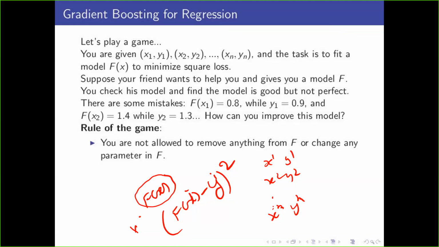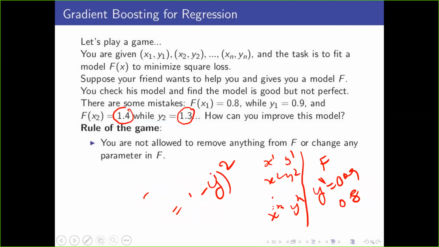Your friend wants to help you and gave you this model f. You have checked his model and found that this model is good but not perfect. In a sense that suppose y1 is 0.9, your friend's model predicts 0.8. If y2 is 1.3, your friend's model predicts 1.4. That means there are some small deviations between the actual and the predicted. Is it clear so far? Now the question is, how can you improve your friend's model?